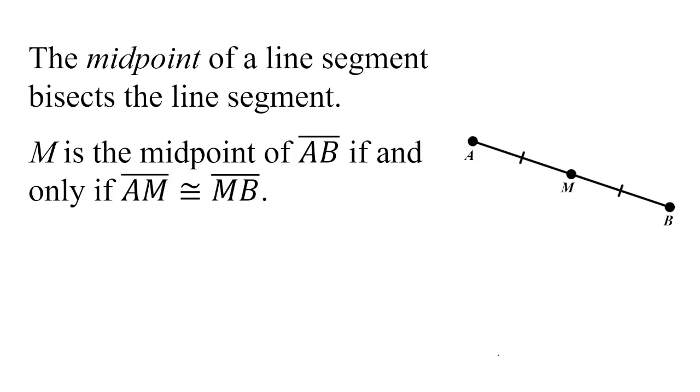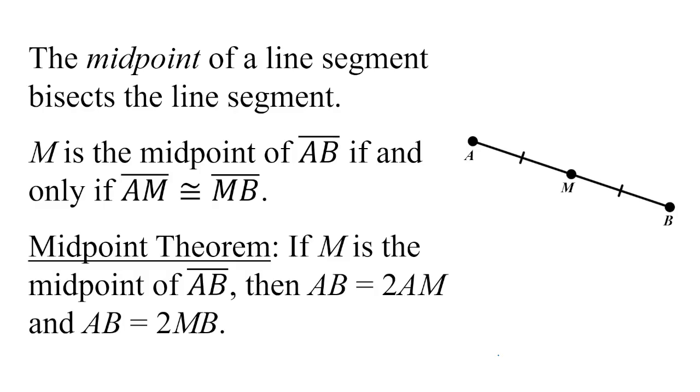length of segment MB. And from there, we have what is called the midpoint theorem. If point M is the midpoint of segment AB, then the length of segment AB is twice the length of segment AM, or twice the length of segment MB. So the midpoint bisects the line segment, and therefore, the whole line segment is 2 times each half.